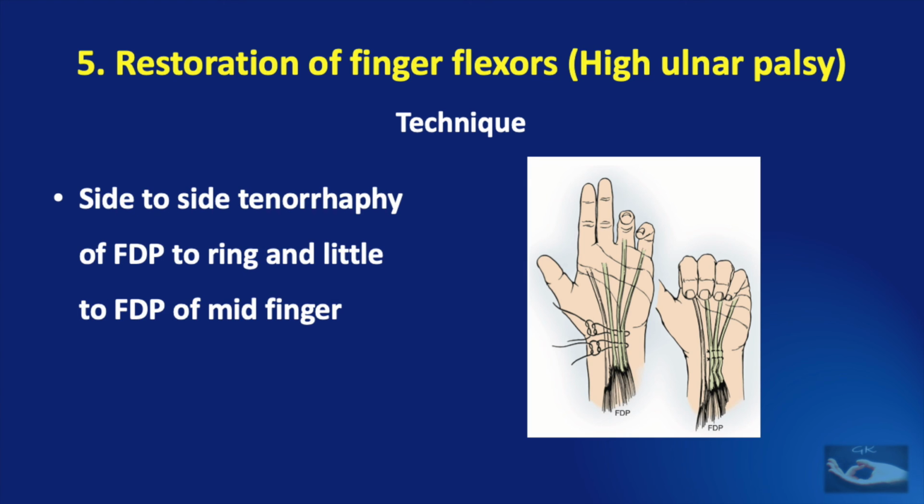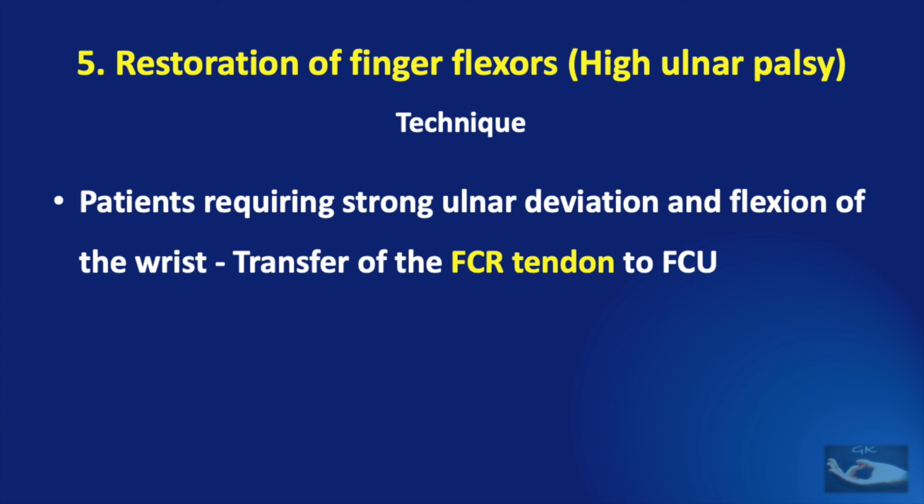Of these, the flexion of the distal interphalangeal joints of the ring and small fingers can be restored by side-to-side tenorrhaphy of the FDP to the ring and little fingers to the FDP of the middle finger. It is better to avoid including the FDP of the index finger also, as we need to preserve some amount of independent movement of the index finger. This procedure will improve the power grip in the hand. In patients requiring strong ulnar deviation and flexion of the wrist, that is, those who require replacement of the flexor carpi ulnaris, transfer of the flexor carpi radialis tendon can be done to the flexor carpi ulnaris.